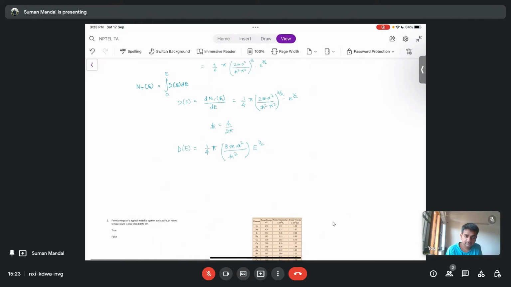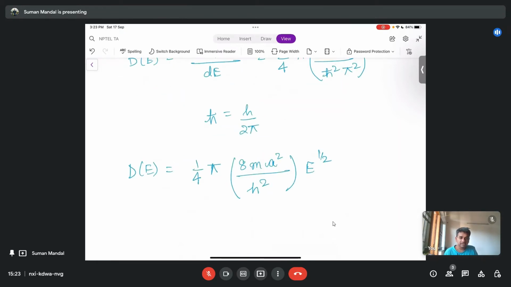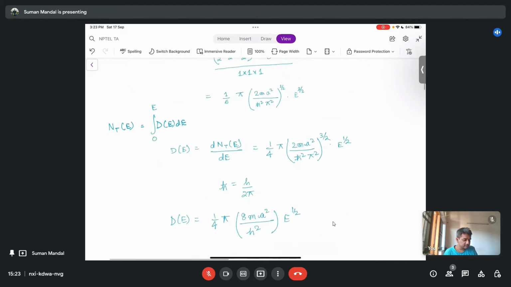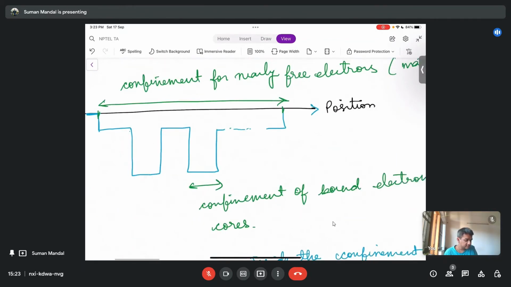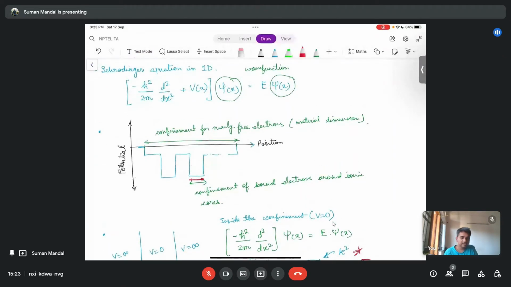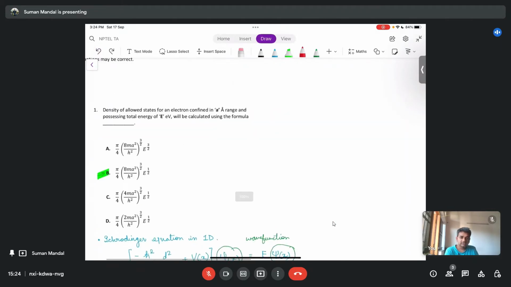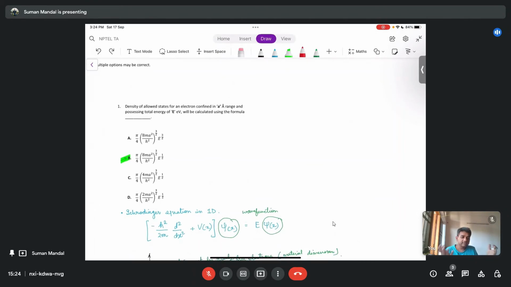So in general, this value of a, yes, a is the confinement. So in this case, a can be this dimension. So this will be the density of bound states, or you can take this one also. This will be the density of states occupied by the free electrons. So density of states depends on the dimensions. There is no general value as such. It depends on what dimension you take.